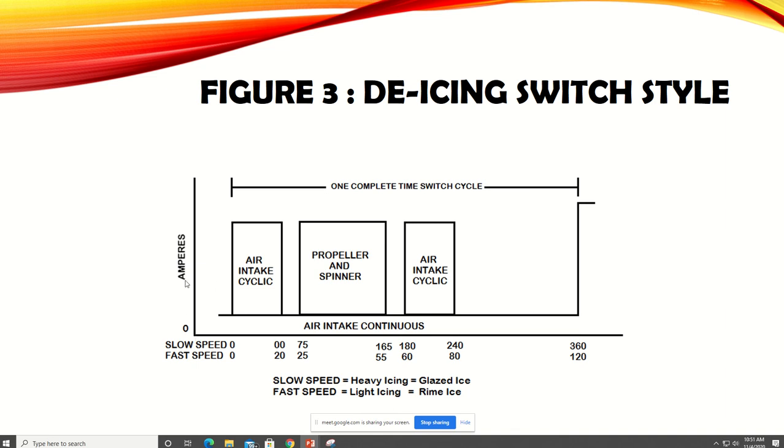So what happens here? This ampere, you know ampere is current flow. Then this slow speed, fast speed. Remember when we use slow speed? Slow speed is for heavy icing, for example glaze ice. Fast speed is for light icing, which is normal weather condition, minus 6 to 10 degrees. So normally it's rime ice, light icing. So here what we can see is the amperes fluctuate. There is current flow, so it will be supplied current for how many? How many? 0 seconds. Wait a moment, slow cycle.